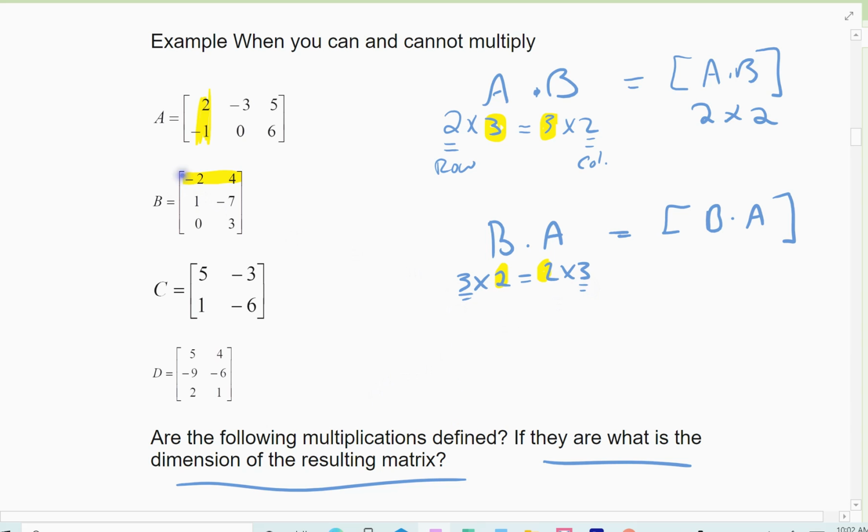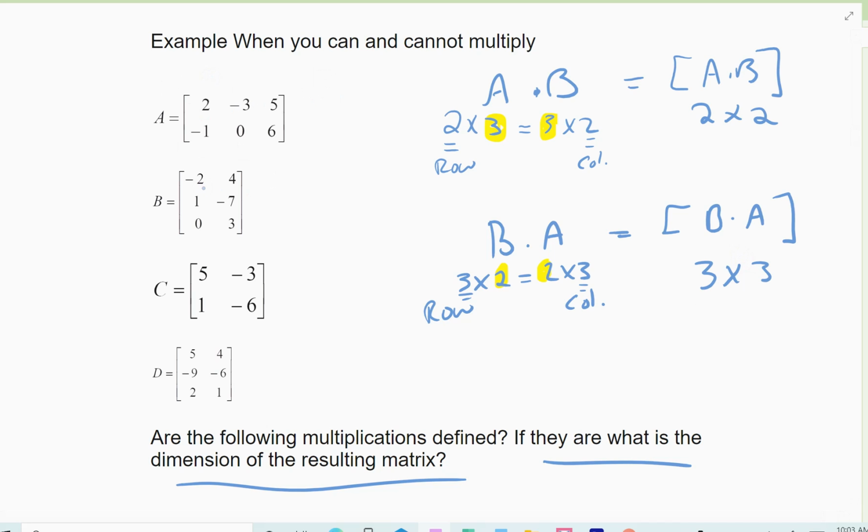So I'm taking the 3, right? There are 3 rows in B. So I'm going to take the 3 rows in B and multiply by the 3 columns in A. When I do that, my resulting matrix is going to be a 3 by 3. So you'll notice, it does matter what order I multiply in. When I take A first, then B, I get a 2 by 2 matrix. 2 rows, 2 columns.